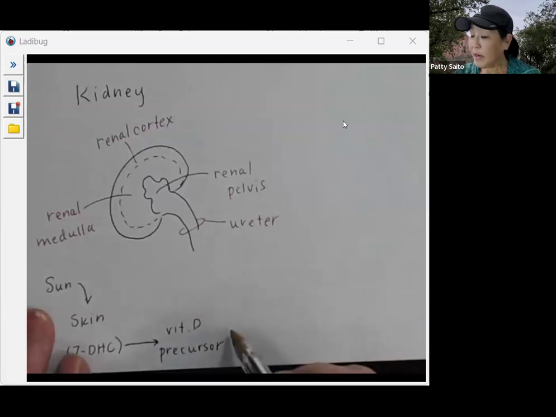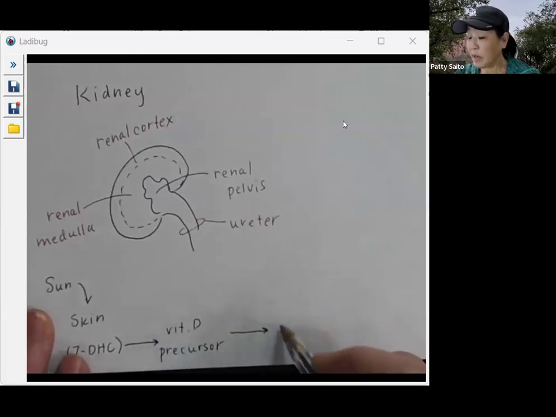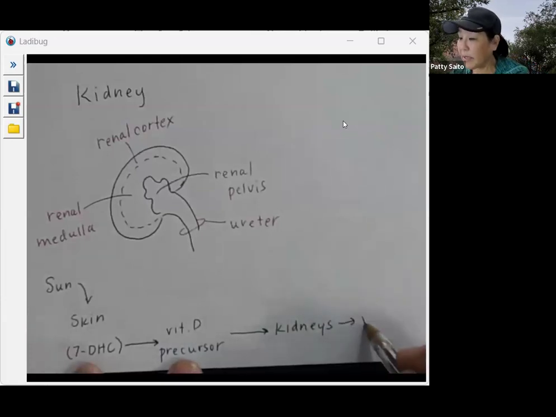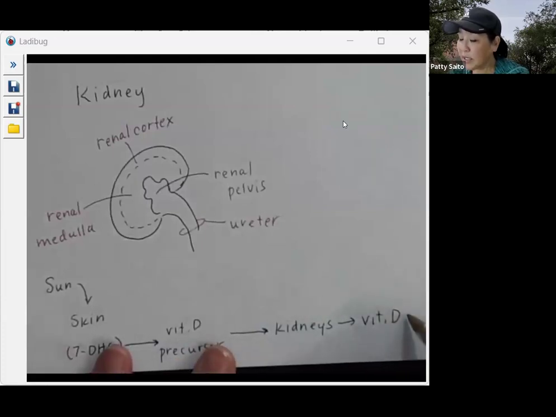So the vitamin D precursor can go to different places. One of the places it can go is the kidneys, where it goes through the final processes of being converted into vitamin D. And it's this vitamin D that's going to help increase calcium ion absorption in the gut, in the digestive system.